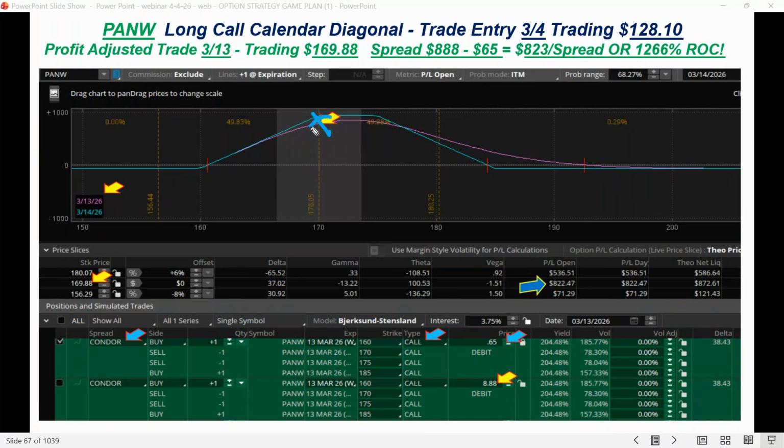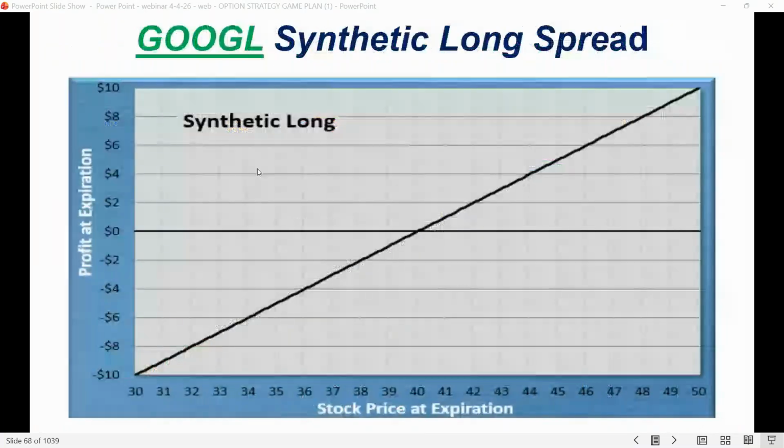So it's trading right here on the 13th, trading at 169.88 right there. So still had a little time decay in there. So the spread at that point went from 65 bucks to 888. So we had a profit of $823 per spread, 1,266% return. All right, and a positive theta trade. So really cool trade. And then one more that I wanted to show you was the synthetic long trade.